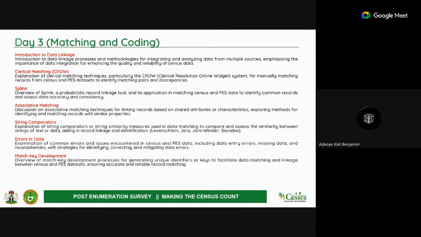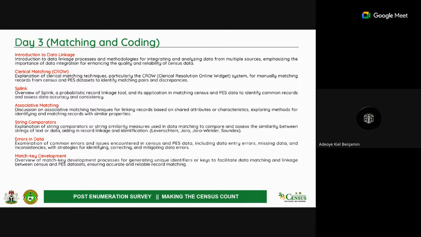All right. And associative matching. They presented a tool called associative matching, which is also for record linking, where we share attributes. Now, this goes beyond the name. It goes into the age, the name, the sex. It goes into the educational characteristics of that individual. So you should know it is a lot of work to cross-check one person in the census against one person in PES, covering millions of records.